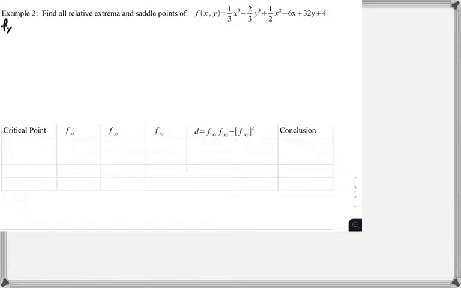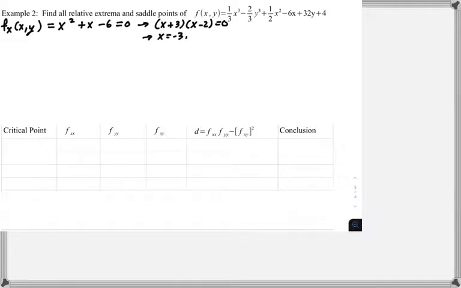So we're going to start out by finding the first partial with respect to x, which is going to be x squared plus x minus 6. And we want to know when that's equal to 0. Well, this factors into x plus 3 and x minus 2. So our solutions there would be x is equal to negative 3 or x is equal to 2. So we'll go ahead and put those two x values on and see what we get for the y.